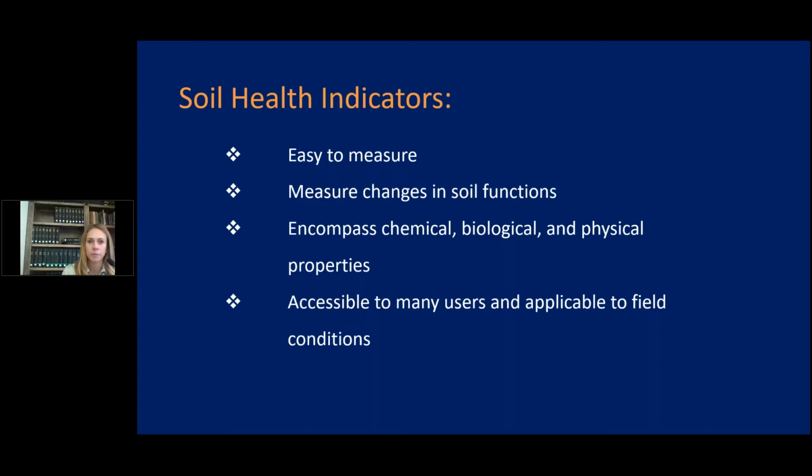Again, they need to be easy to measure, because most likely there will be a large number of samples that will be handled. They need to measure specific soil functions, so they need to be a soil attribute that's related to a specific soil function. They need to include chemical, biological, and physical properties. Some of them are very difficult to measure, and they need to be accessible to many users and applicable to field conditions. So in theory, those are the desirable characteristics of a soil health indicator. Oh, I'm sorry, I forgot to include they need to be sensitive to management and climate variation.